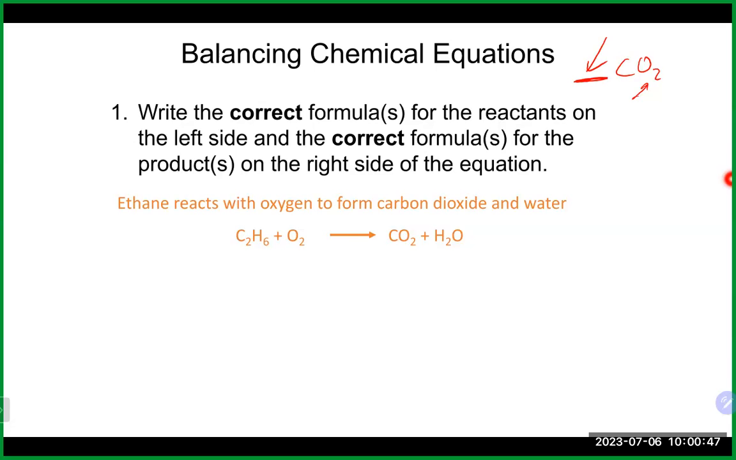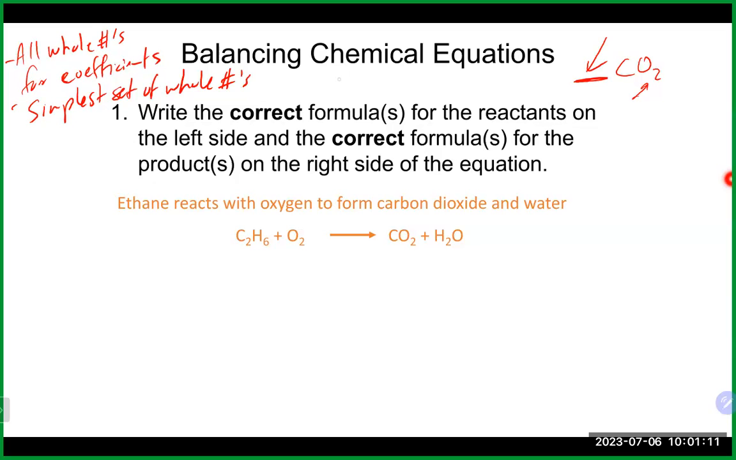When you are all done with your equation, there are basically 2 things that need to happen. You need to have all whole numbers for the coefficients, and they need to be the simplest set of whole numbers.